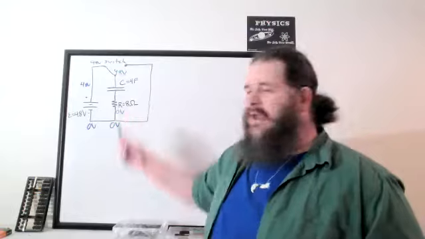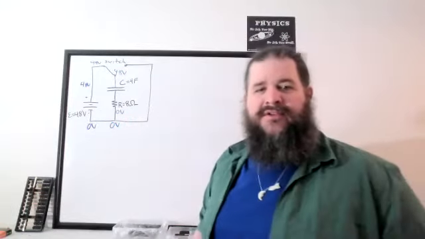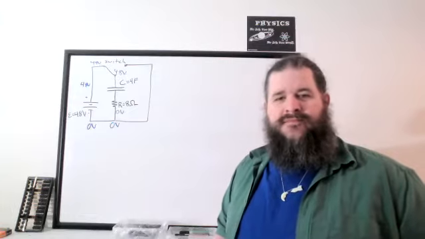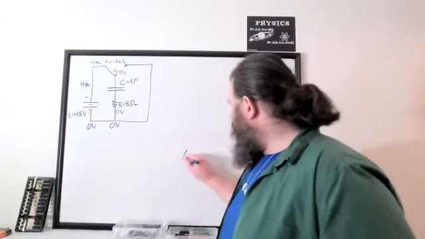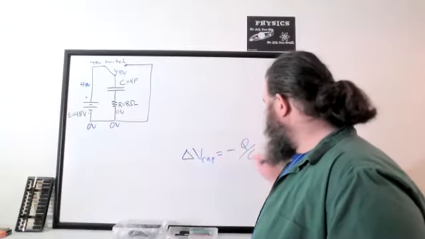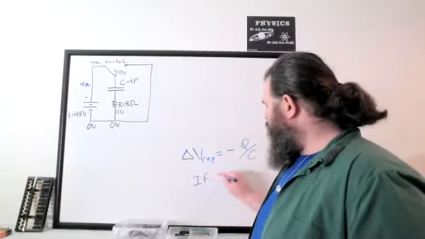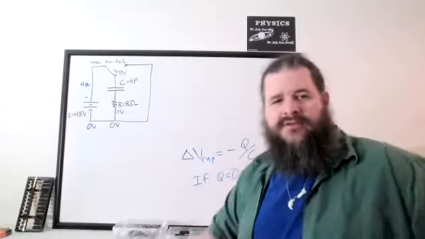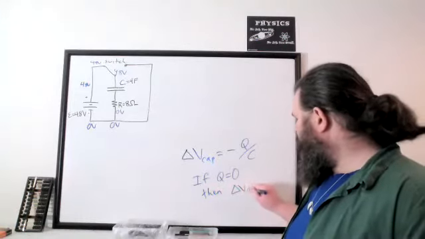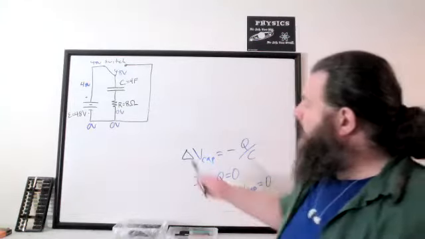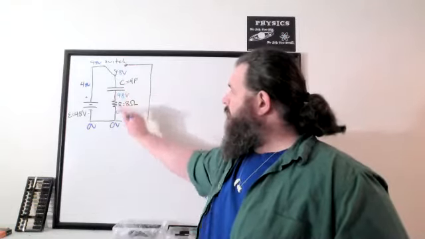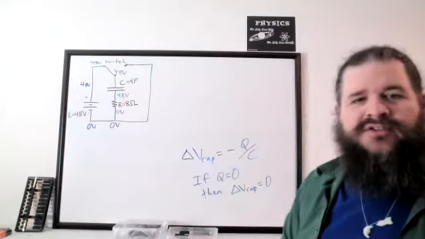But if the capacitor is empty, what's the delta voltage on the capacitor if the capacitor is empty? Right, no voltage at all. The delta voltage on a capacitor in general is negative Q over C. So if the charge is 0, if it has not accumulated any charge yet, if it starts off empty, then the delta voltage of the capacitor is 0. So the other side of the capacitor will be the same voltage, the same 48 volts, which means how much voltage is the resistor getting?